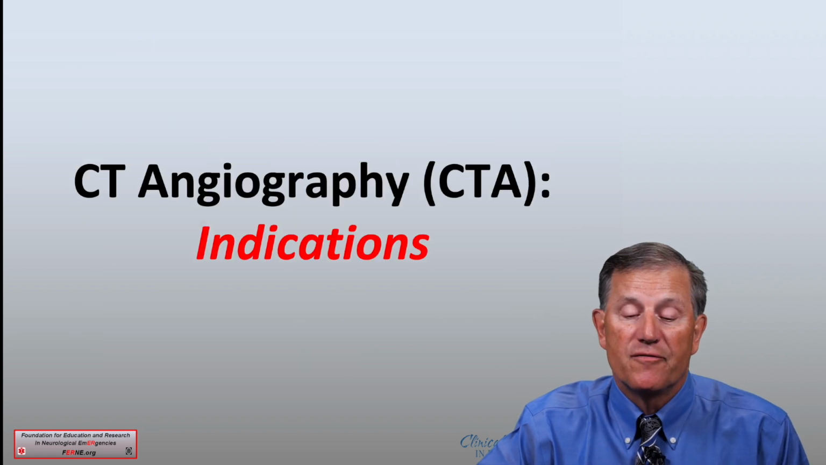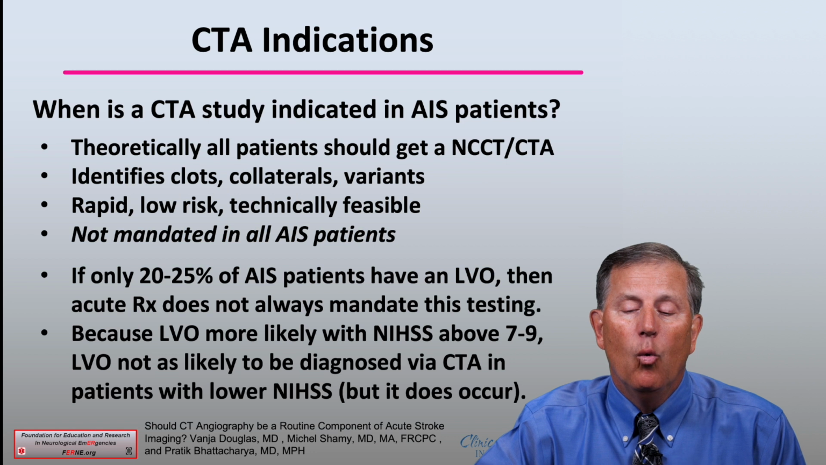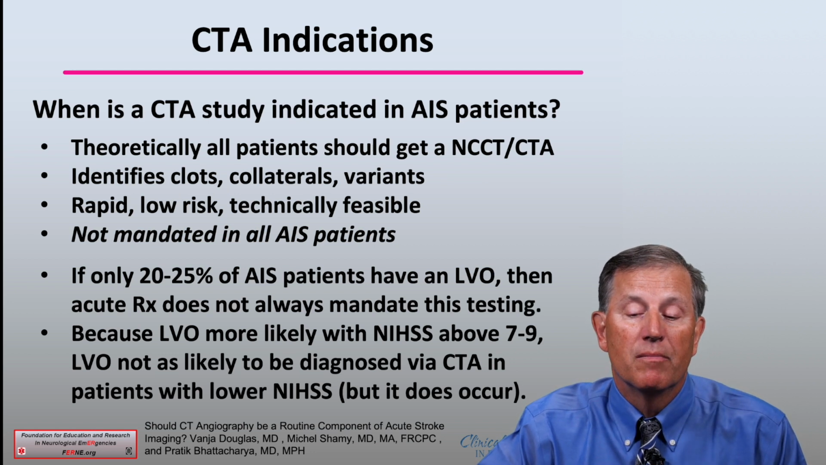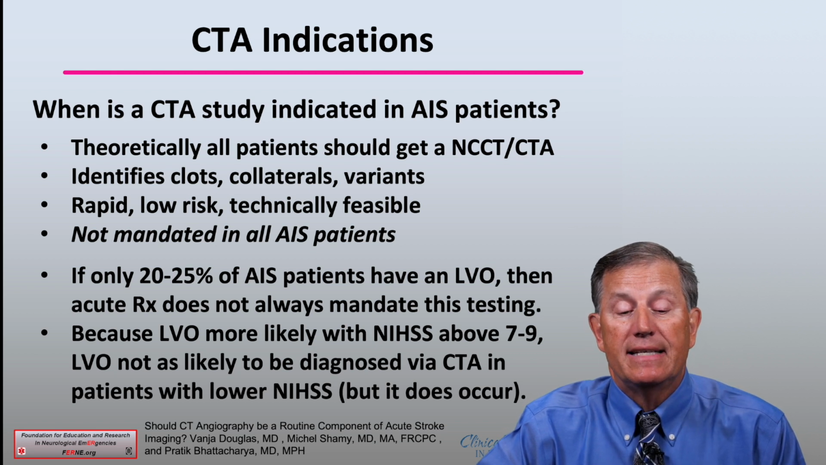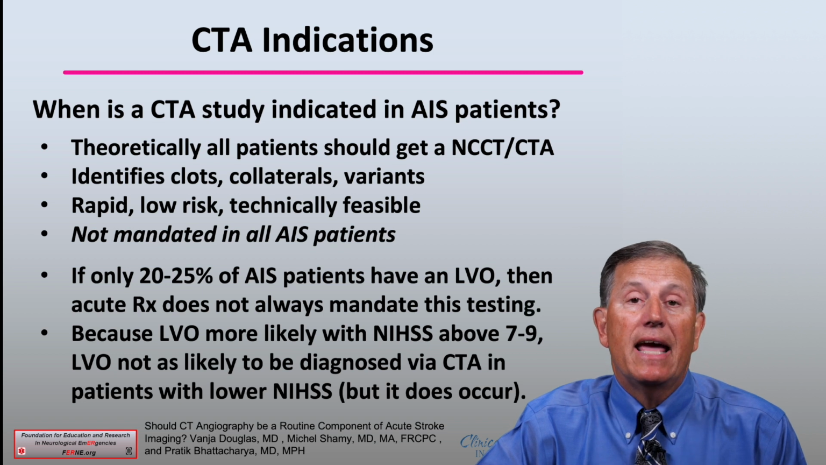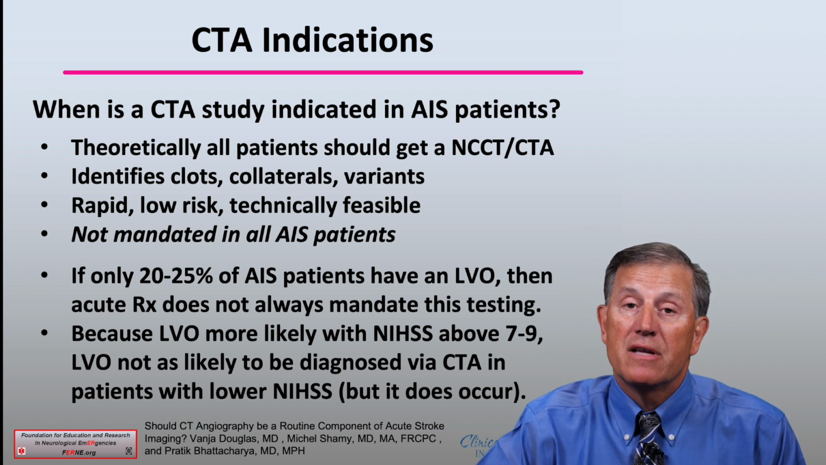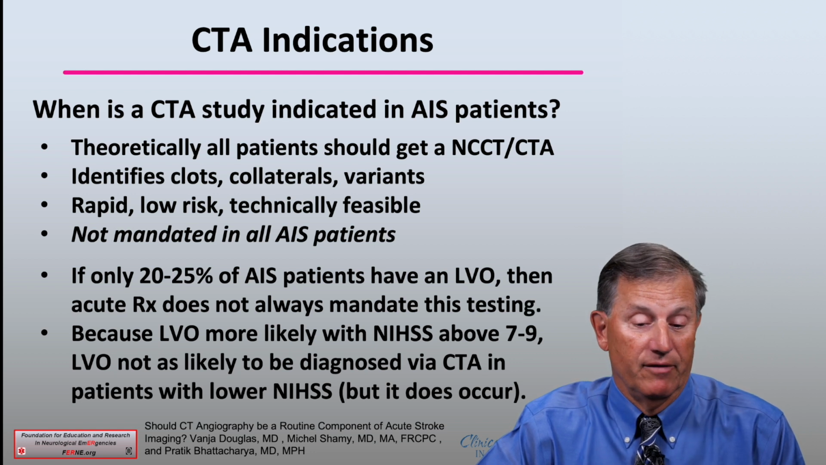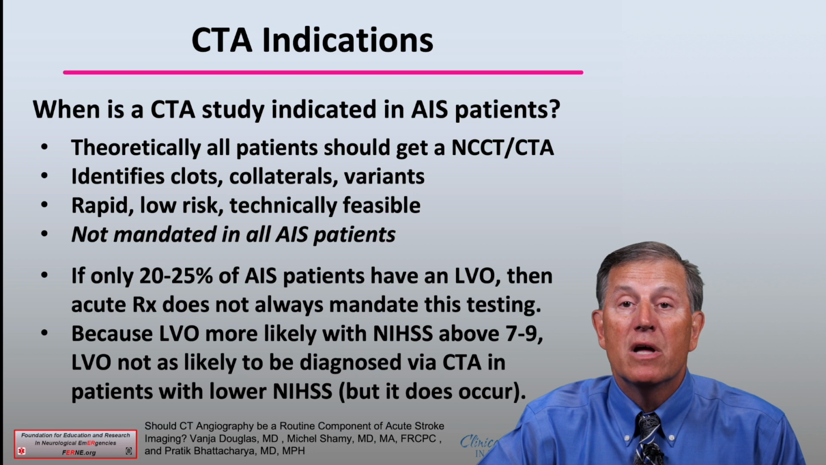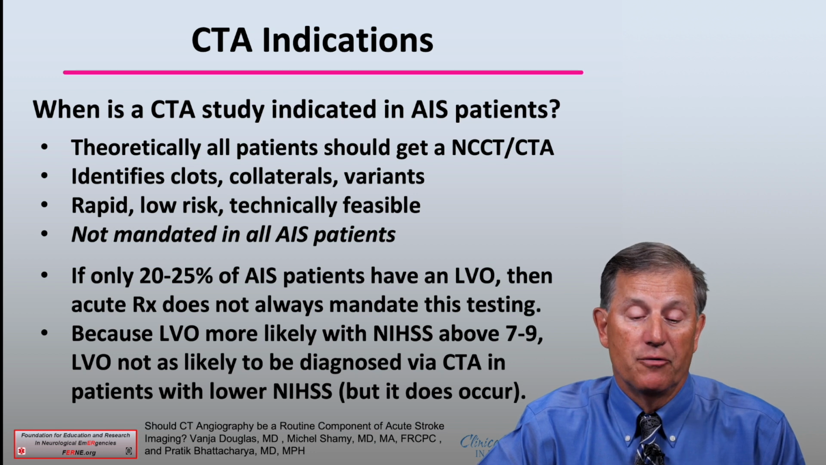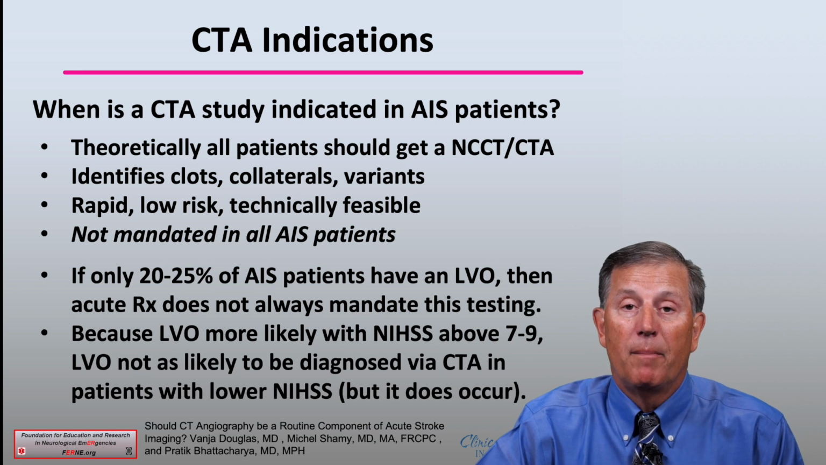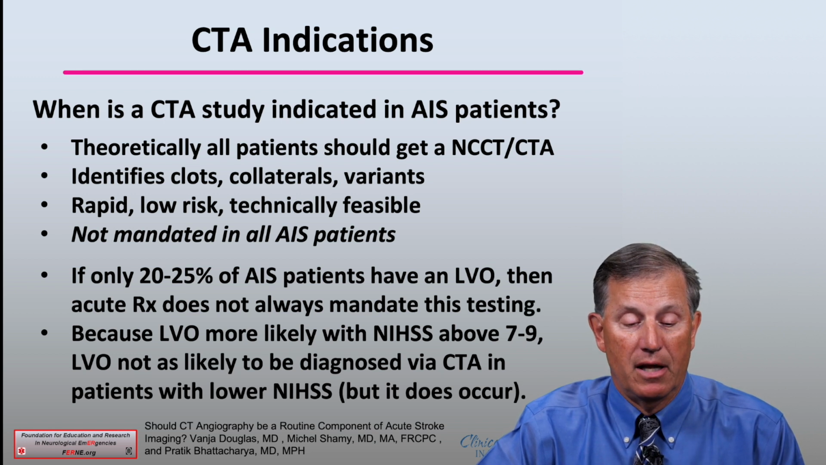What are the indications for CT angiography? When is a CTA study indicated in acute ischemic stroke patients? Theoretically, all patients should get a non-contrast CT and a CTA. Why? The CTA identifies clots, collaterals, and vascular variants. It can be done rapidly, it is relatively low risk, and it's technically feasible simply with the injection of the contrast. However, it is not mandated in all patients, and we'll talk more about this at the end of our lecture today.